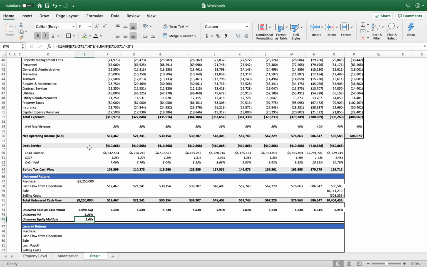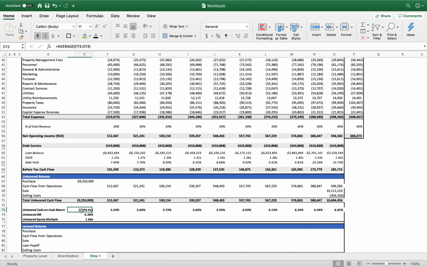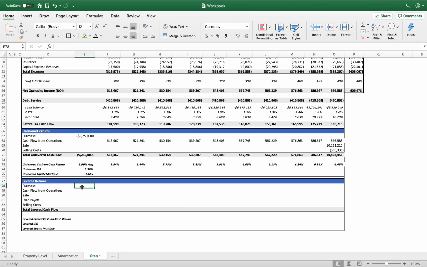Okay, so there are your unlevered returns. So before debt, over 10 years, you're averaging nearly 6% cash on cash, 6.38% internal rate of return, and a 1.66 equity multiple. Okay, so now we'll do our levered returns.